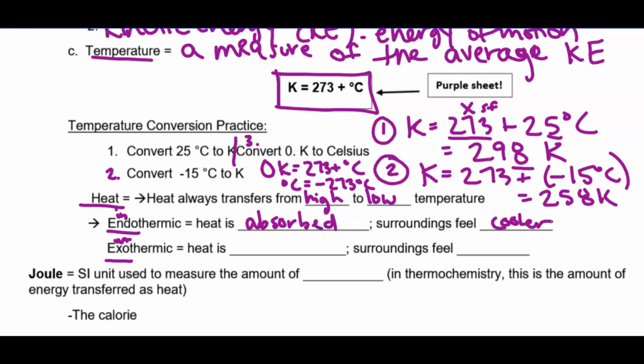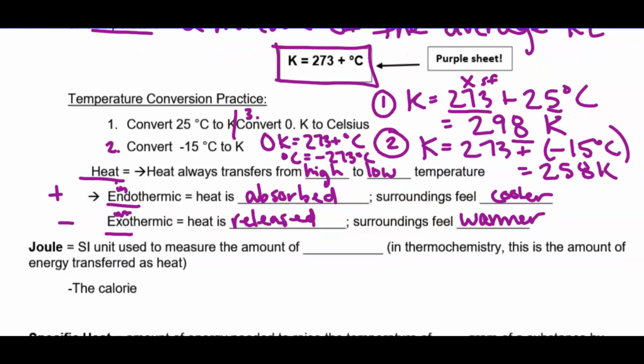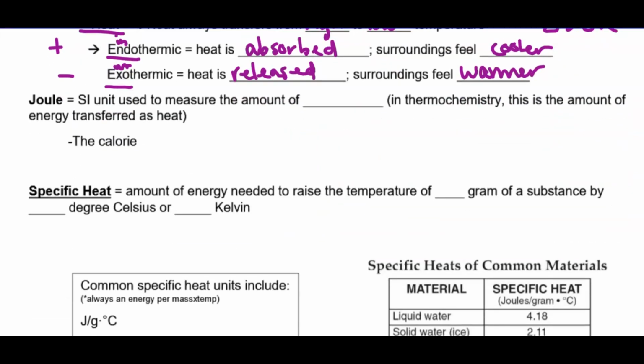Exothermic processes, heat is released, making the surroundings feel warmer. When we do calculations with heat, you'll find that if you get a heat calculation that is positive, that is going to be an endothermic process versus an exothermic process that's going to end up being a negative heat number. All right, so the units we use for heat could be either the joule or the calorie.